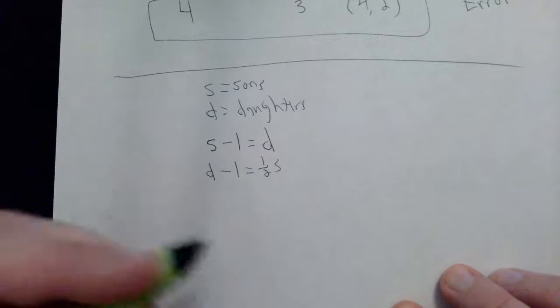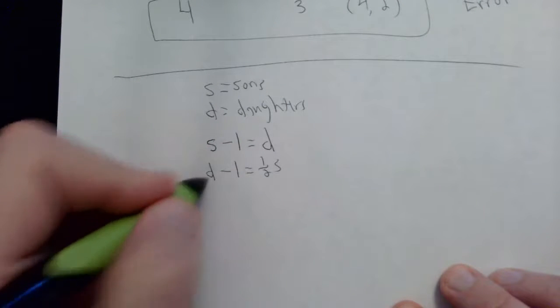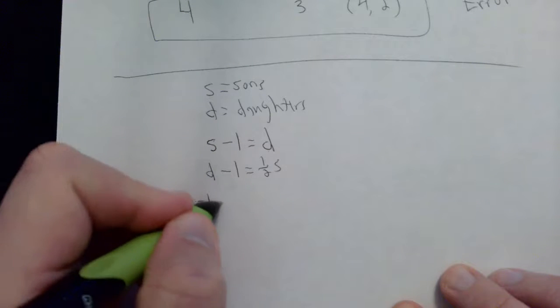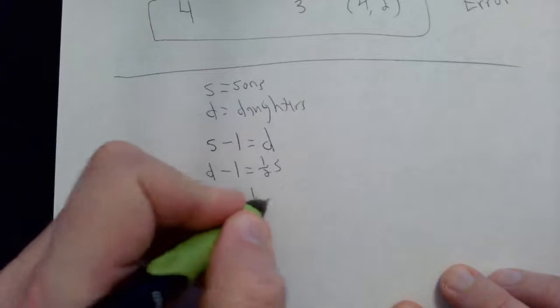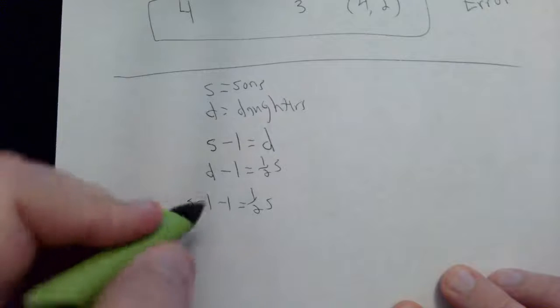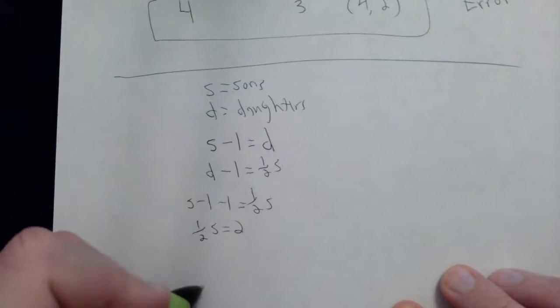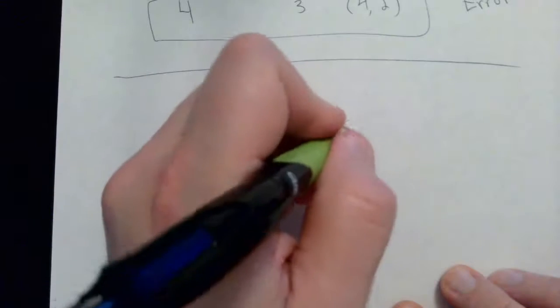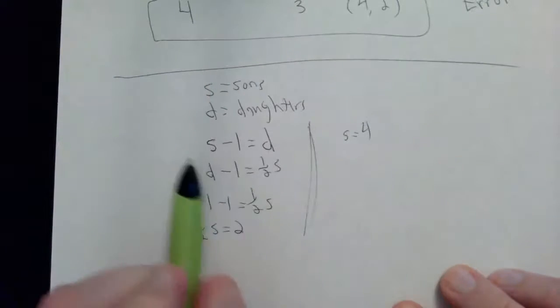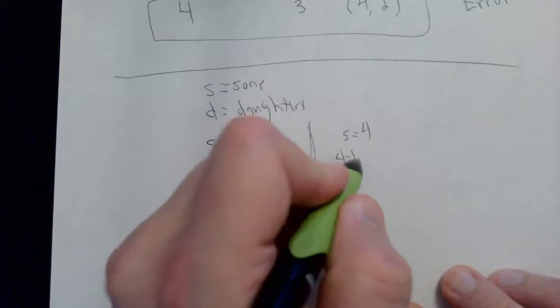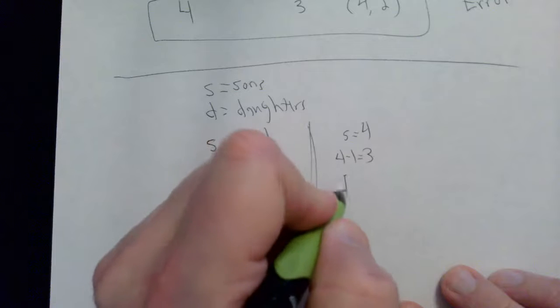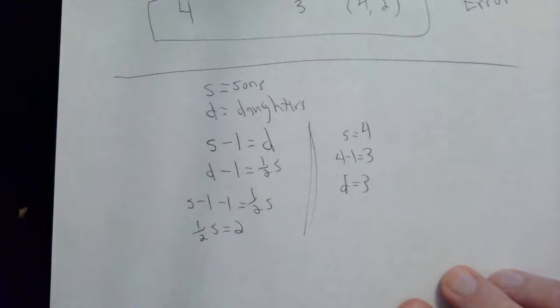Now you can use substitution to solve this maybe. So if I put D here, this is S minus 1 is 1/2 S. Flopping these around, this gives me 1/2 S is 2. Multiply both sides by 2. That gives me S is 4 sons. Substitute that back in here. 4 minus 1 equals 3, so 3 daughters. So you can write equations. These, I think, are the 2 easiest equations to write. But yeah, that's another way to do it.